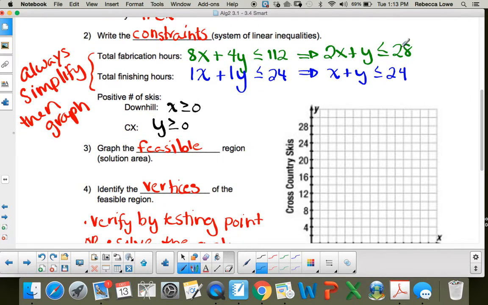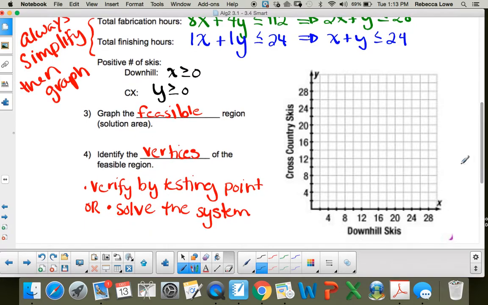So next thing you would do is graph the feasible region. So you'd graph your two constraints, and the feasible region is where the shading overlaps, and then you would identify the vertices of the feasible region, or the corner points, and you can verify that you have the correct feasible region by testing a point, and you could also find the vertices by solving the system.